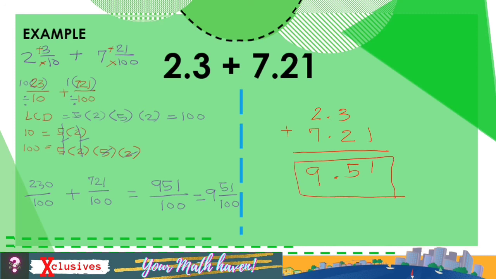And notice that 9 and 51 over 100 is the same as 9.51. So our answers are the same. So whichever way you choose, it will always arrive at the same answer.